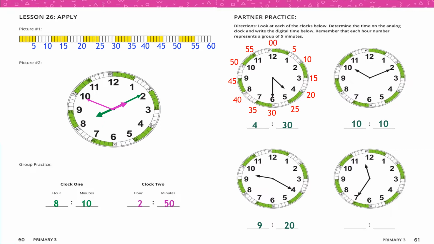In the last example here, we have the shorthand between 11 and 12. Which number will we write? 11 or 12? Sure, 11, because it's the smaller number. And the long hand is referring to what? For 7. And 7 means 7 groups of 5. So 7 times 5 equals 35.